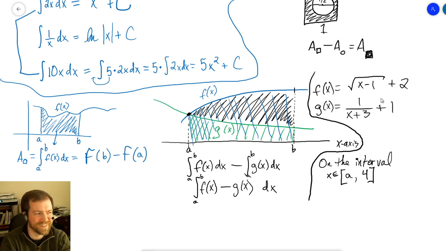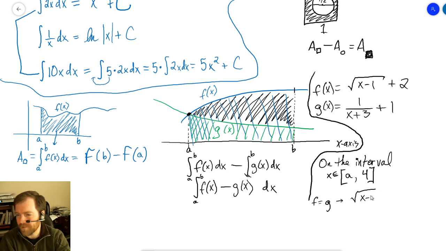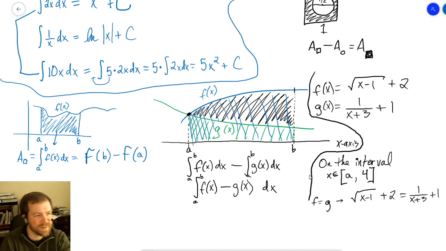Now that I'm looking at this, well, we can find out. So where are they going to intersect? This is where f equals g: square root of x minus 1 plus 2 equals 1 over x plus 3, plus 1. This is not going to be nice either, is it? Oh yeah, that's going to be nice. It's going to be ugly.